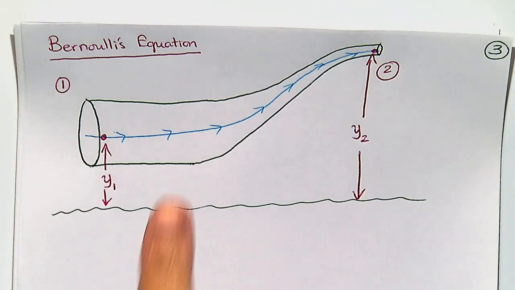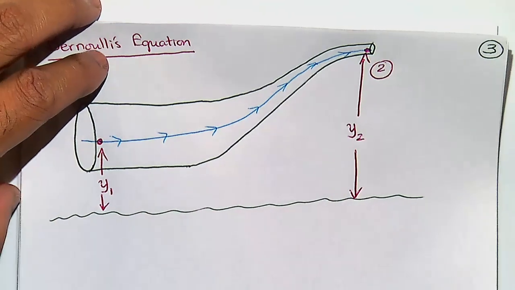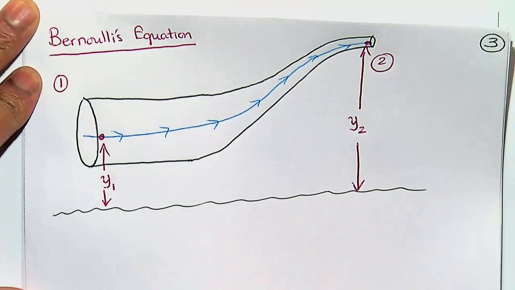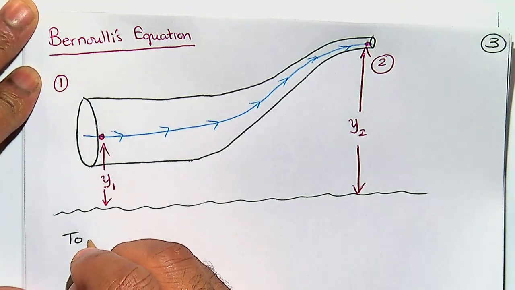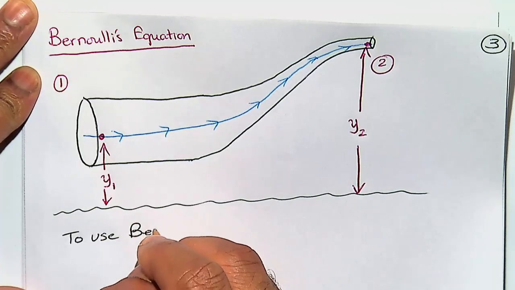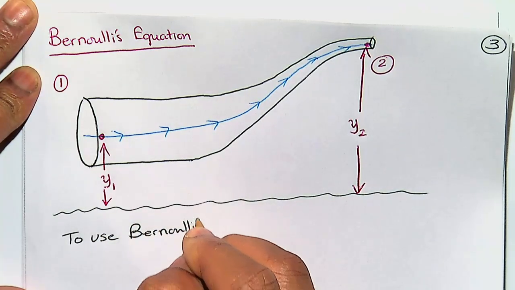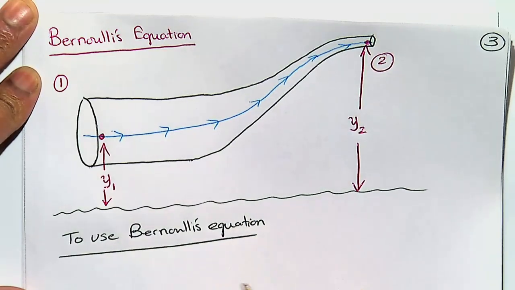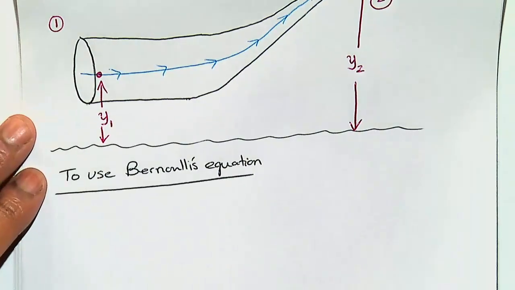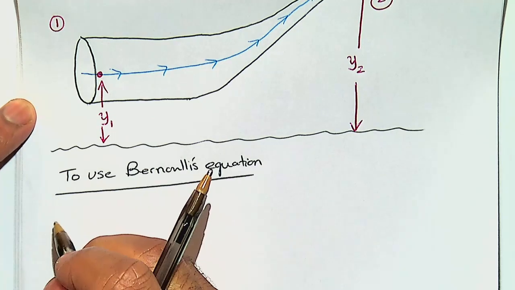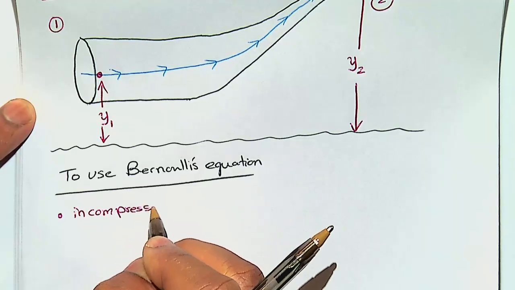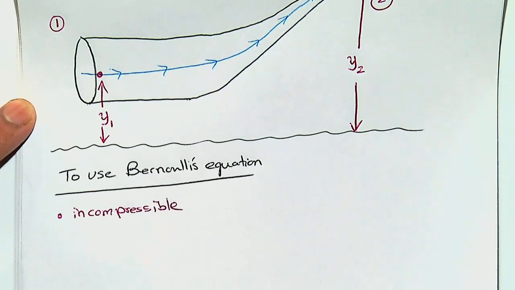So when you're applying Bernoulli's equation, let's be really careful and not abuse the equation, because a lot of times it's misused way too much. So let's be careful about when to use Bernoulli's equation. Certain things must be true. One is the flow should be incompressible. Okay? At least the one we're going to write down.